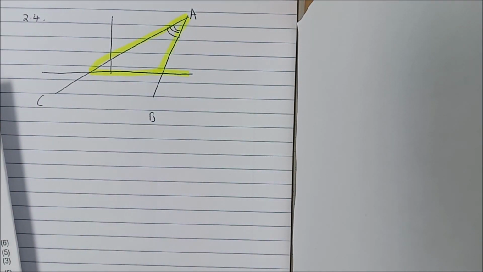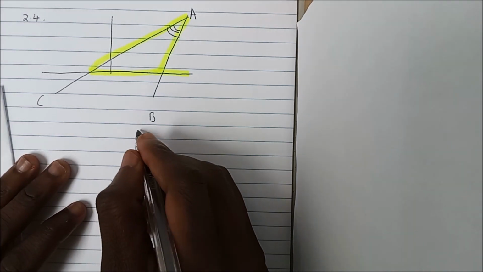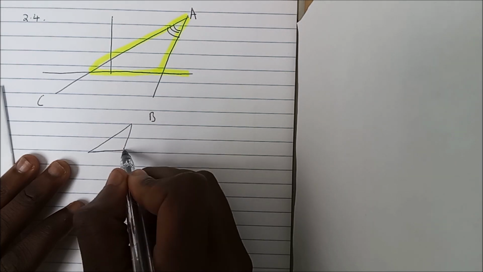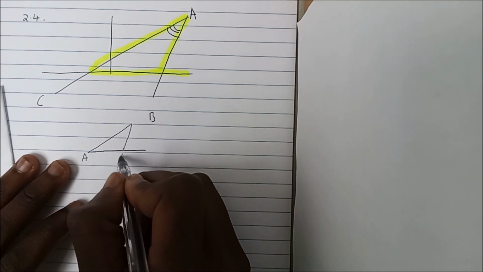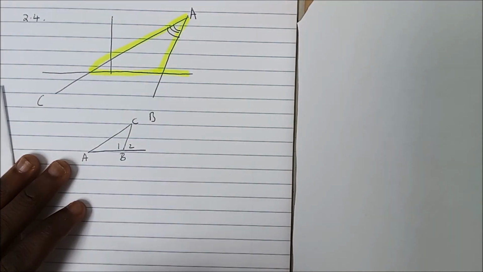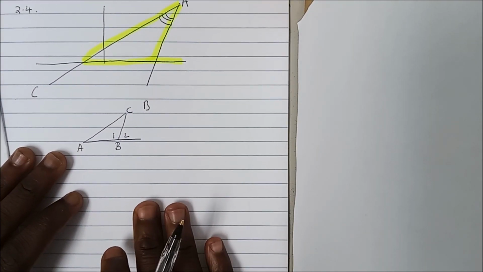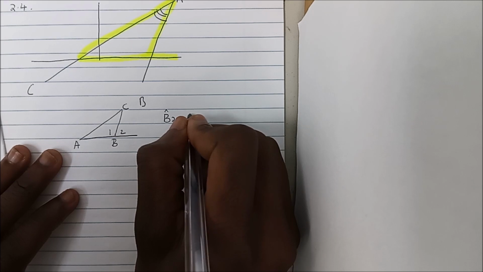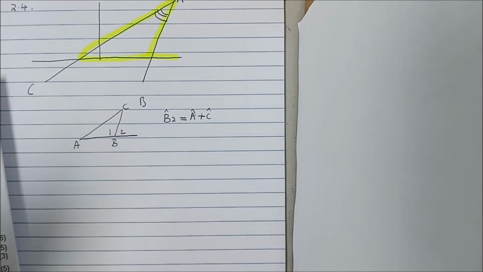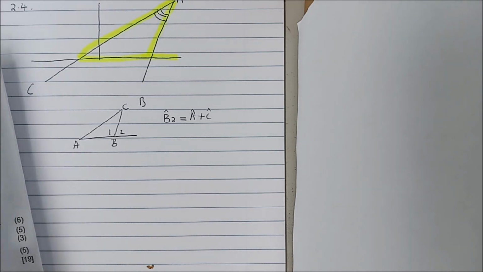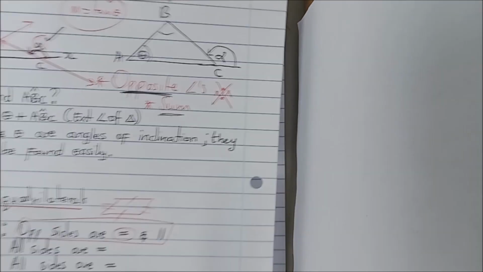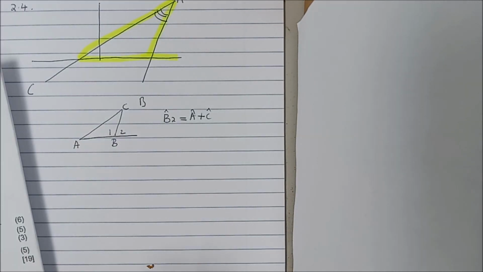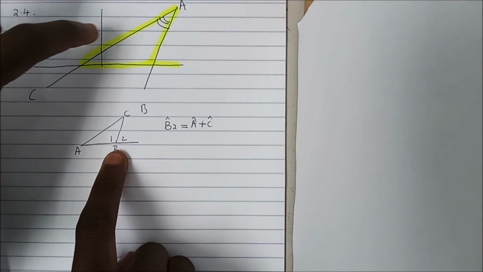So now if you look at that triangle, doesn't it remind you of this triangle? Let's say you have A, you have B1, B2, and let's say that's C. You learned about the exterior angle of a triangle. You learned that B2 equals A plus C. And from the information that I gave you, I told you that you need to make use of the exterior angle of a triangle. So now, you need to compare this triangle and this triangle that you have.